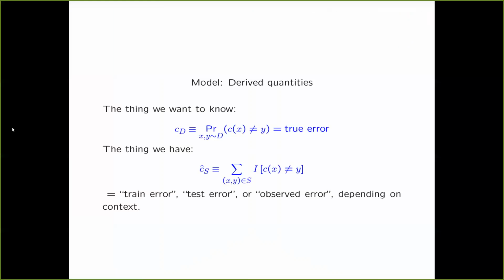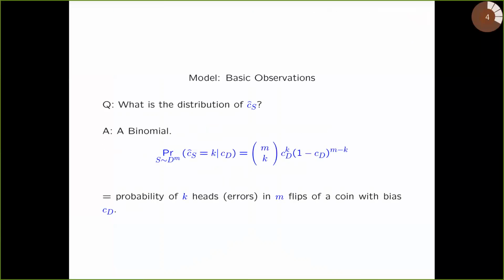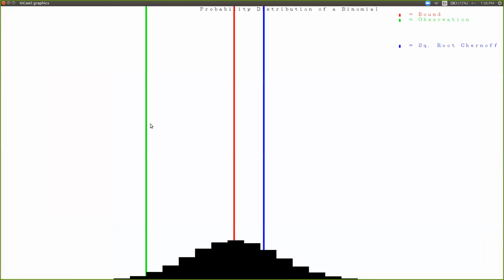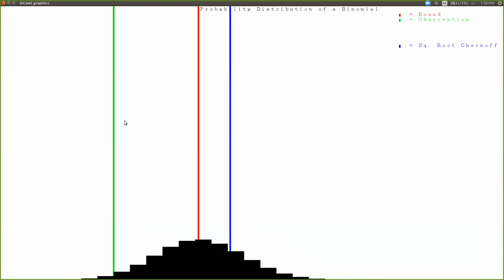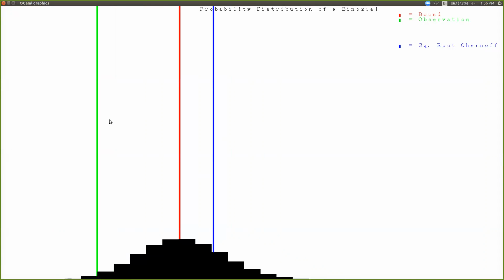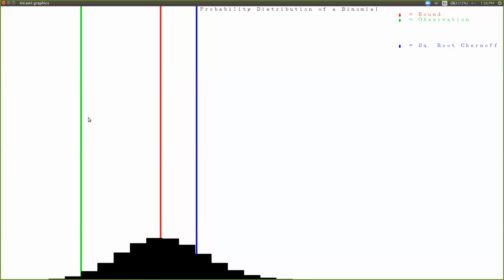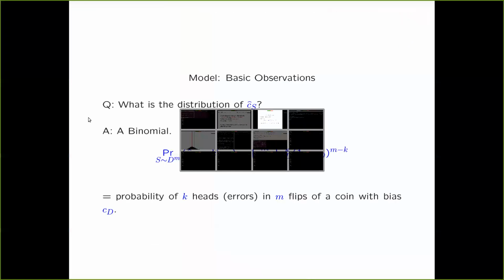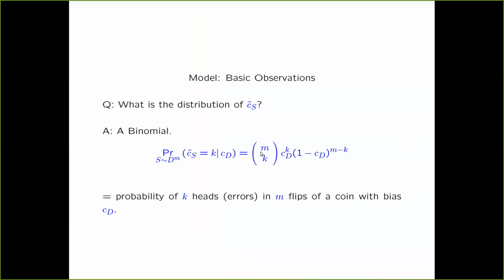Okay, so the basic observation is that the distribution is a binomial. Let me go back for a minute. Are there any other questions about this graph? What is the green line? I'll get to that in a moment. But the truth is, the green line will be an observation. And then the red line will be a bound on the true error rate rather than the actual true error rate.